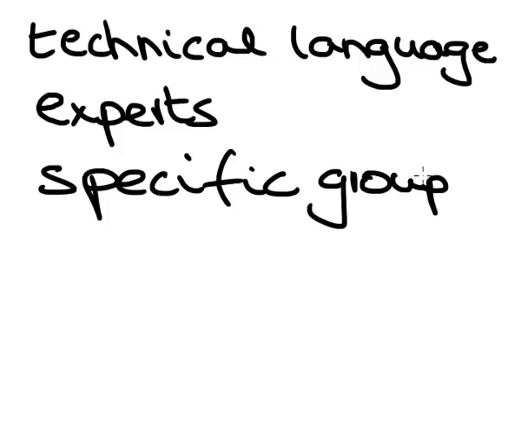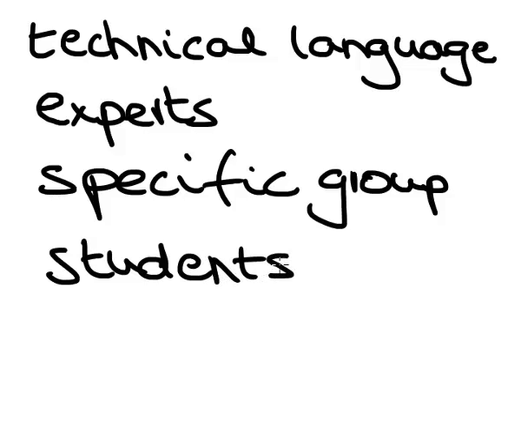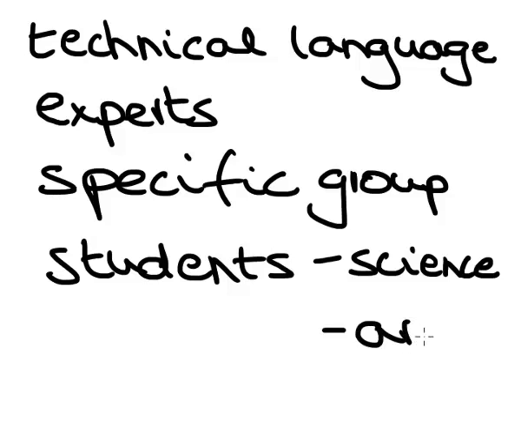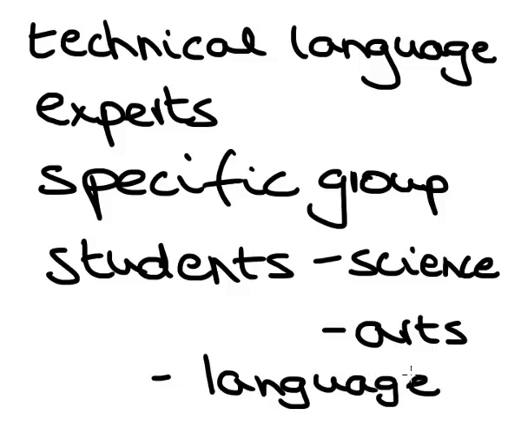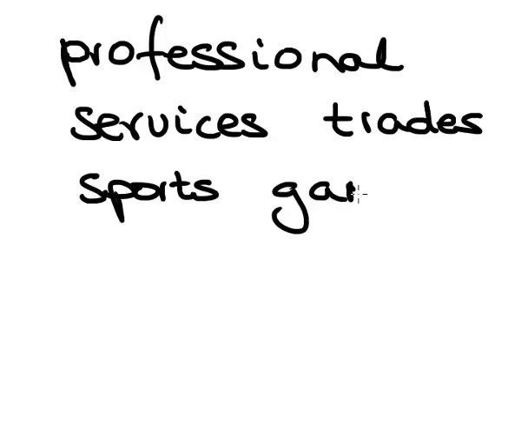If we think about all groups of people, let's say students, people who study, they will have special language for all their subjects. So the sciences all have their own special language, or the arts students, or people like us, the language students. We all have our own special language. Professional people, like doctors, lawyers, architects, will all have their own language. People who are involved in services or trades, electricians, plumbers, carpenters, people in sports or games of any kind, all have their own special technical language.